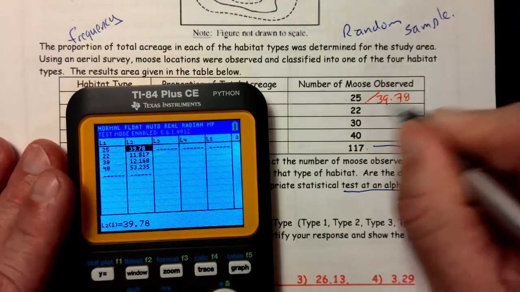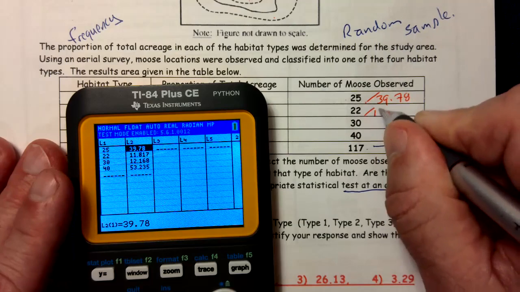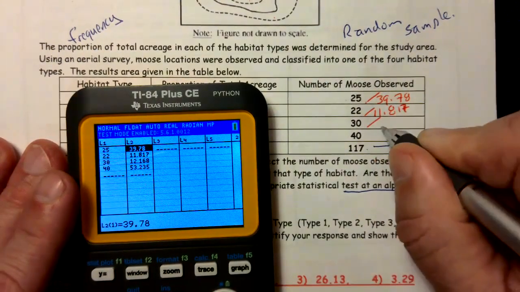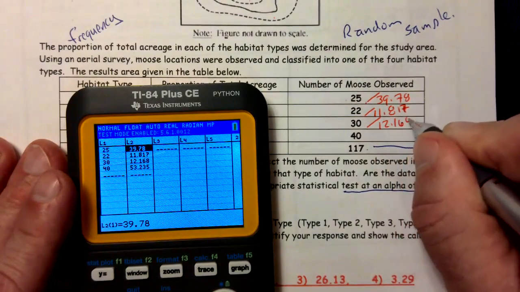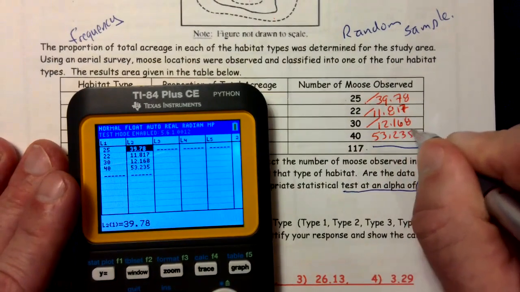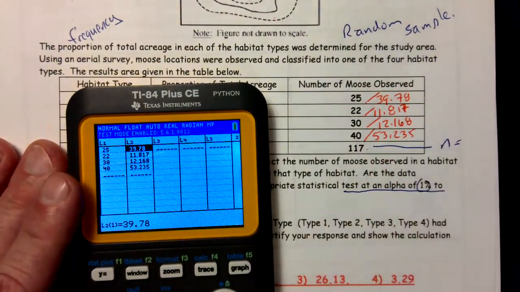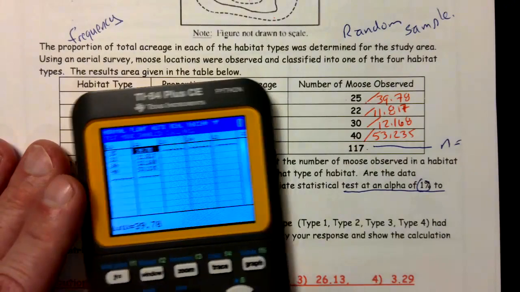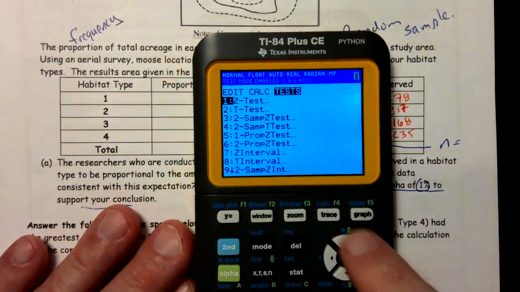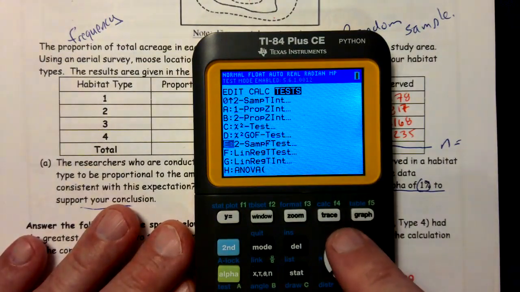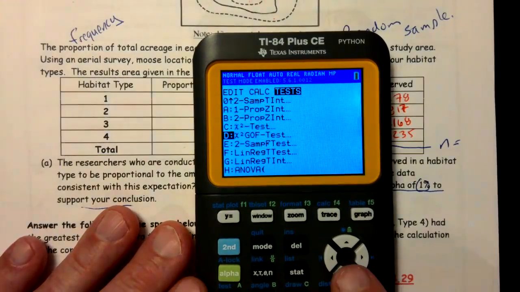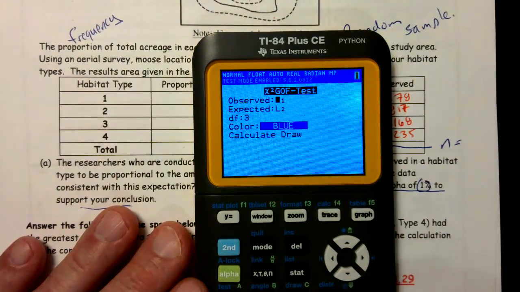So 39.78, 11.817, 12.168, and 53.235. All right, but now that I have those calculated, I still don't have my answers. To do that, I have to run the rest of the test. Stat test, since we're wanting to know whether it fits the distribution, that makes it a goodness of fit. Is it a good fit for the distribution is what they're asking.